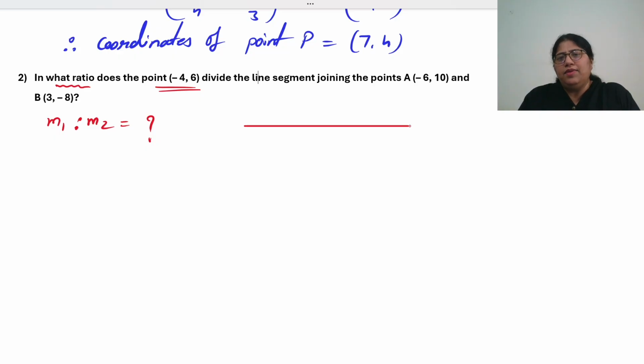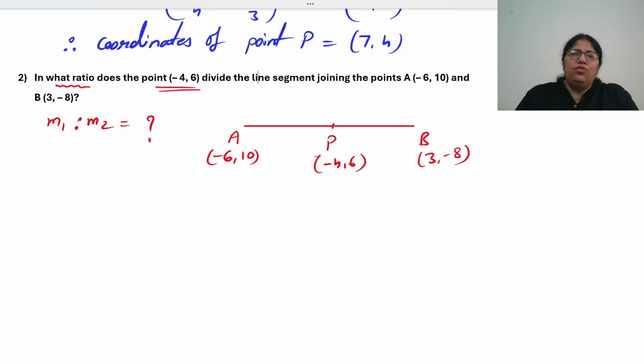I'm taking a line segment here, AB. A's coordinates are given as (-6, 10) and B's coordinates are (3, -8). Now P is also given, because the point P which is dividing AB in some ratio is (-4, 6). We do not have the ratio AP to PB; it is unknown. AP is to PB is what we have to find in this question.